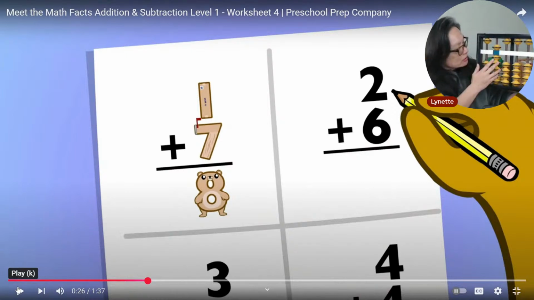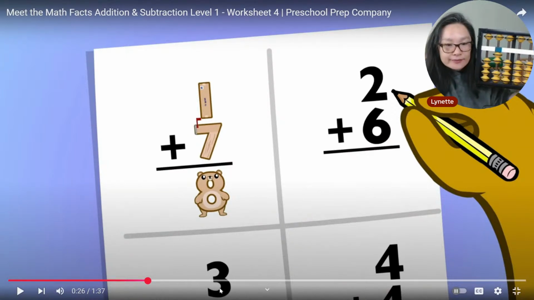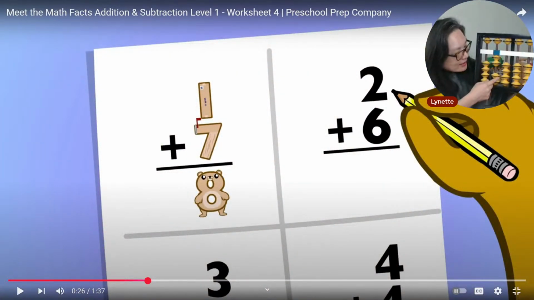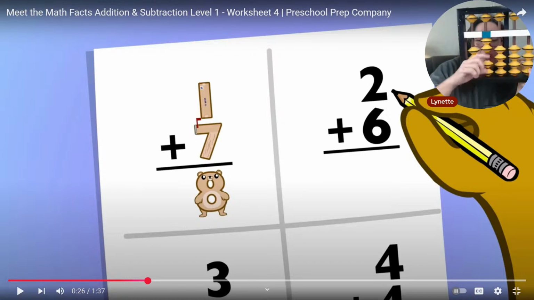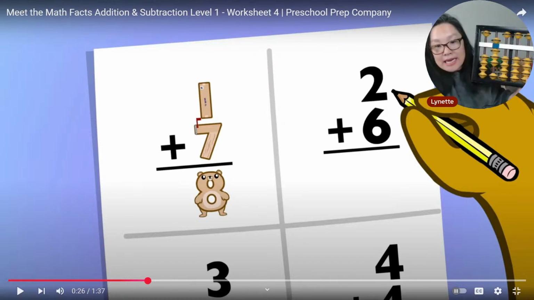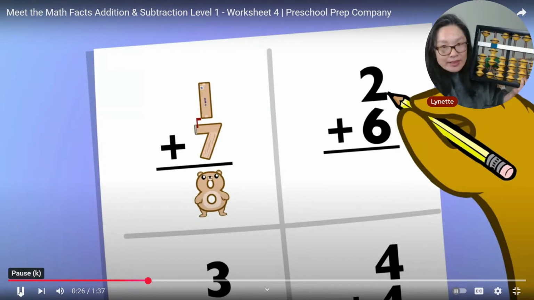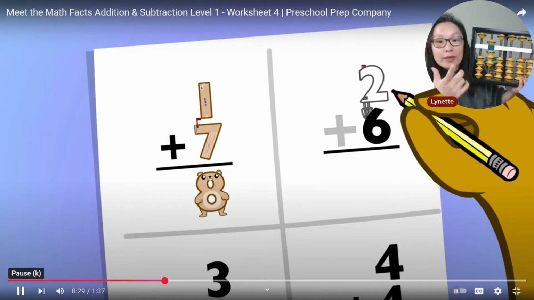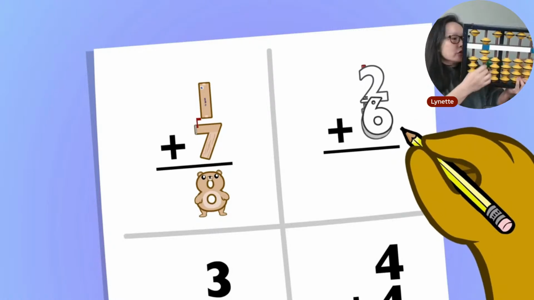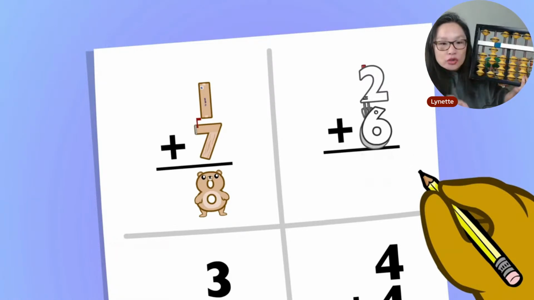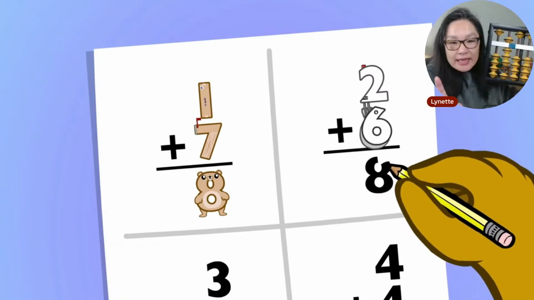Now what's the next one? We have 2 on the abacus, right? And then we want to add 6. We have 1 bead on top and 1 bead on the bottom. This is what we call simple. The reason why we call it simple is because we don't have to worry about any plus formulas. 5, 6. Okay, great. So we have 8. Notice the first question was 8, and then the second question is 8.